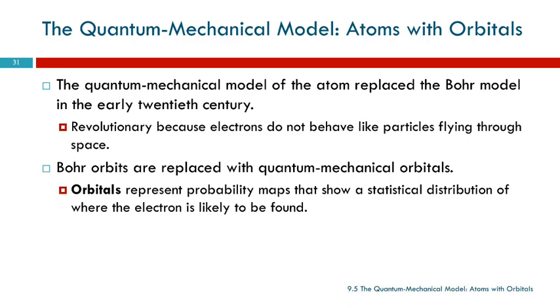Now, those words are very similar, but an orbit is like our planet's orbit around the sun. It's a defined course, and you stay on that course, and that's it. An orbital is actually a probability map. It's a region of space in which that electron is likely to be found. In the quantum mechanical model, we cannot picture electrons as miniature baseballs flying through the air. They do not behave like that.